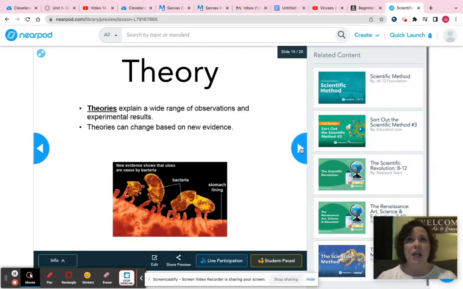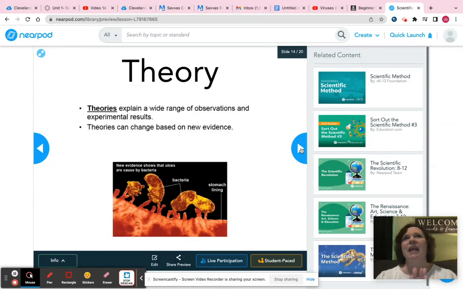Sometimes theories get a bad rap. Some people think, oh, that's just a theory. There are theories, and there are laws. A law like the law of gravity, we know that gravity is going to pull everything down to the center of the earth. That is a law that we live our life by. We know that if we throw an object into the air, it will fall down to earth. So laws are different than theories.